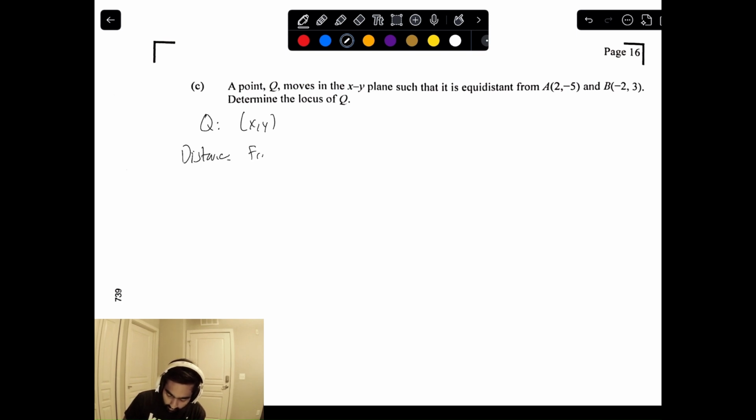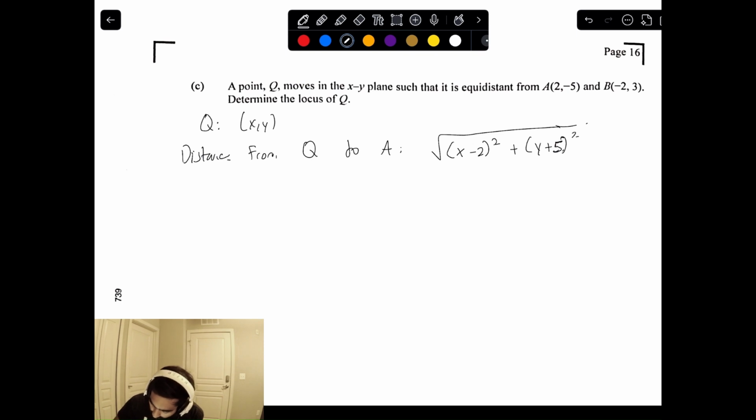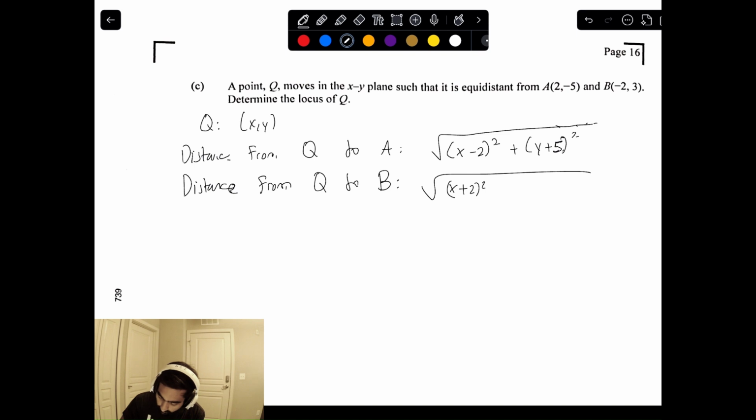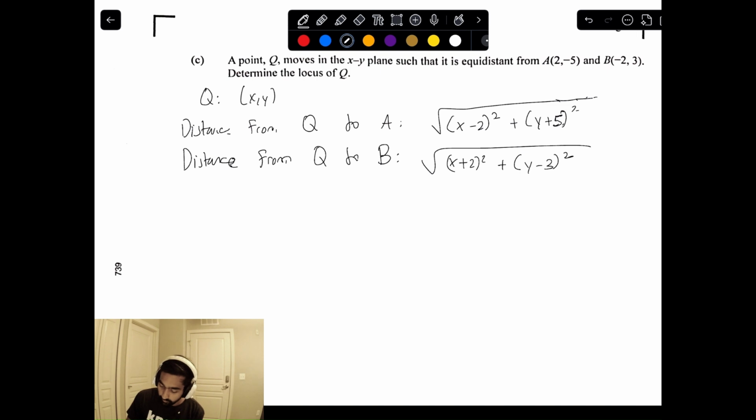What's the distance from Q to A? Well, that's going to be, by Pythagoras' formula, the square root of x minus 2 squared plus y plus 5 squared. Now similarly, the distance from Q to B is going to be the square root of x plus 2 squared plus y minus 3 squared. And because it's equidistant, these two things have to be equal. So I can equate these two things and then cancel the square roots.